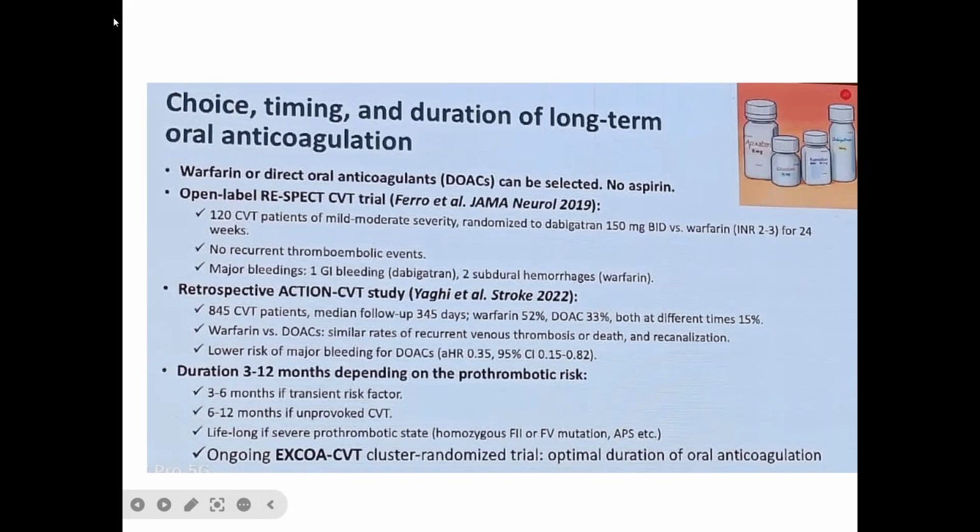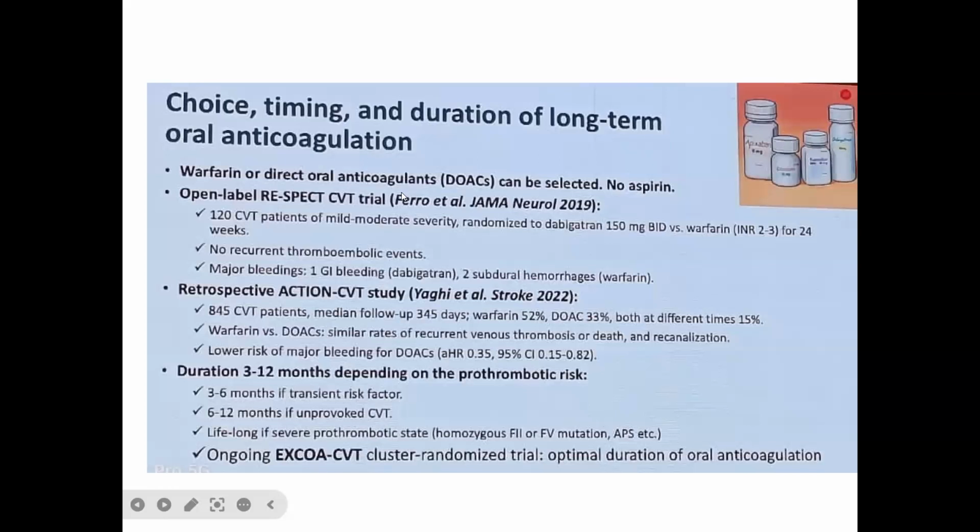For CVT patients also you are using that, sir? Okay, because these trials have shown very good results, sir, and less bleeding risk compared to warfarin. So the ACTION CVT trial and the RESPECT trial. The recent one is the ACTION CVT trial, published in 2022 in the Stroke journal. So you can use any direct oral anticoagulant for the treatment of cortical vein thrombosis.